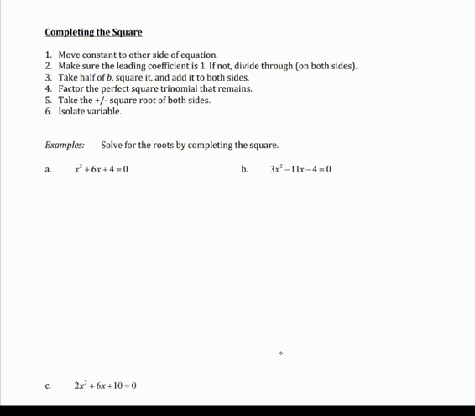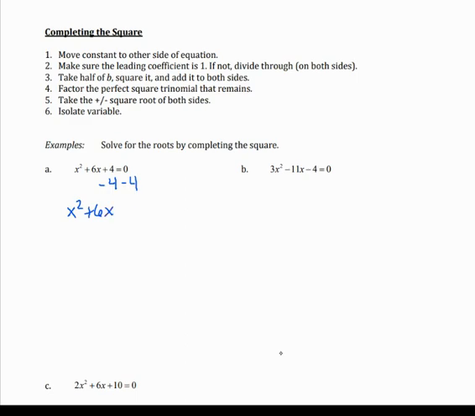So if we look here, this is not a perfect square trinomial already. We have two perfect squares, but twice their product, right? This would give us an x and a 2. Twice their product is 4x. So this is not factorable. So what we need to do is complete the square. This 4 is not helping us. So what we're going to do is move it to the other side.